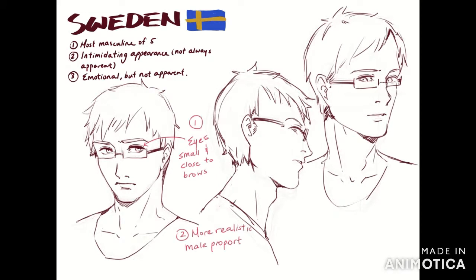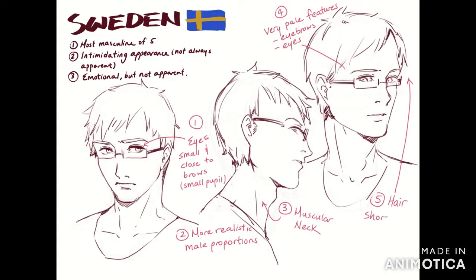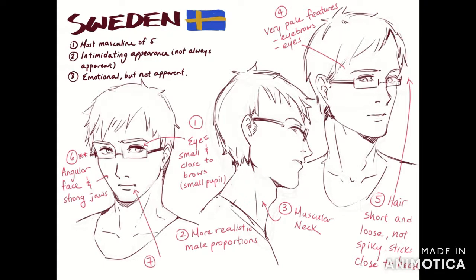So there's actually a lot of things that I keep note of whenever I'm drawing Sweden because he's so difficult for me. But starting from the top. So number one, I always make sure that his eyes are small and close to the brows. And this is to make his face appear a little bit longer and also keeps to a more realistic proportion.